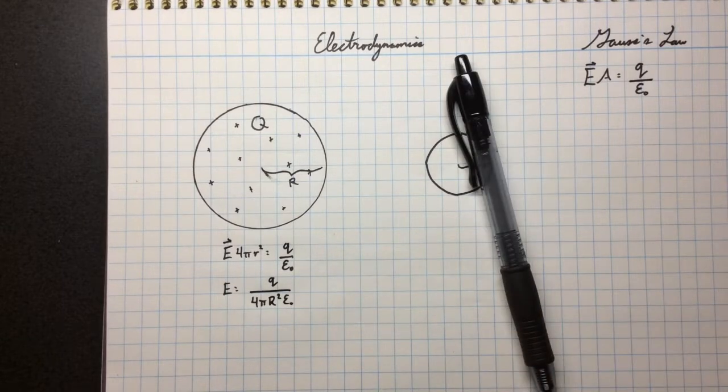And it turns out if you actually find the number for epsilon naught and you plug it in, 1 over 4 pi epsilon naught turns into the value of k, right?